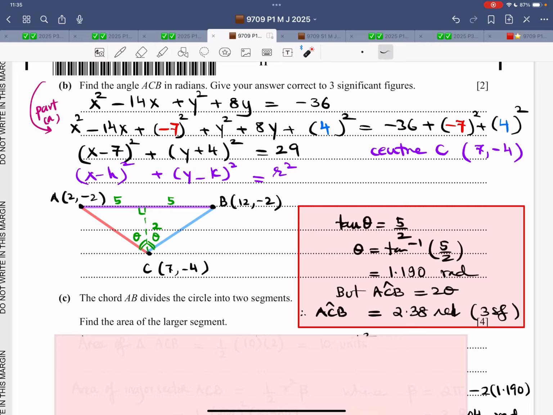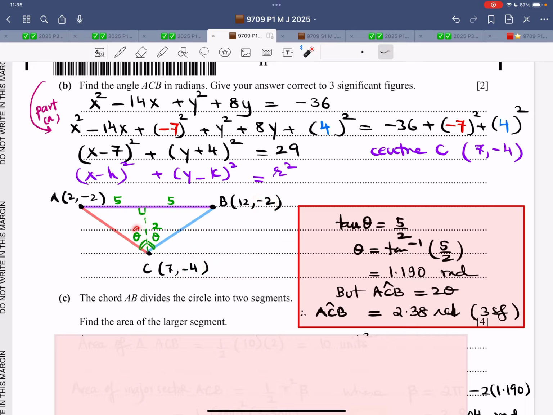That's your choice. So this is (2, -2). This is (12, -2). The length is 10 units, the difference between 2 and 12. Now this C, the y coordinate is -4, and the y coordinate of the others is -2. So therefore this height is 2 units. We are working in absolute value.